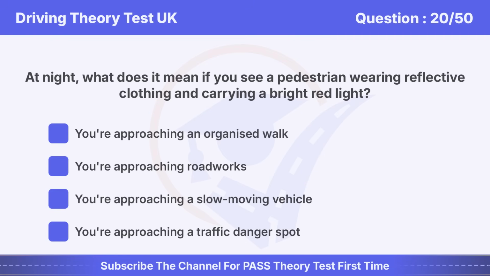Question 20. At night, what does it mean if you see a pedestrian wearing reflective clothing and carrying a bright red light? Option A. You're approaching an organized walk. B. You're approaching roadworks. C. You're approaching a slow-moving vehicle. D. You're approaching a traffic danger spot.